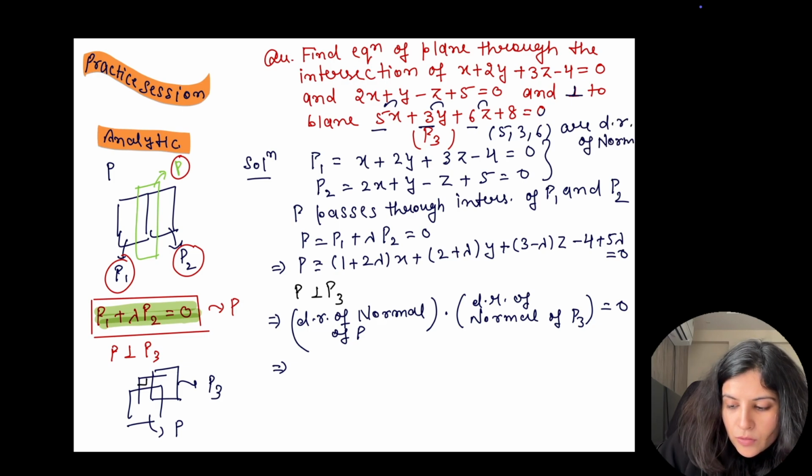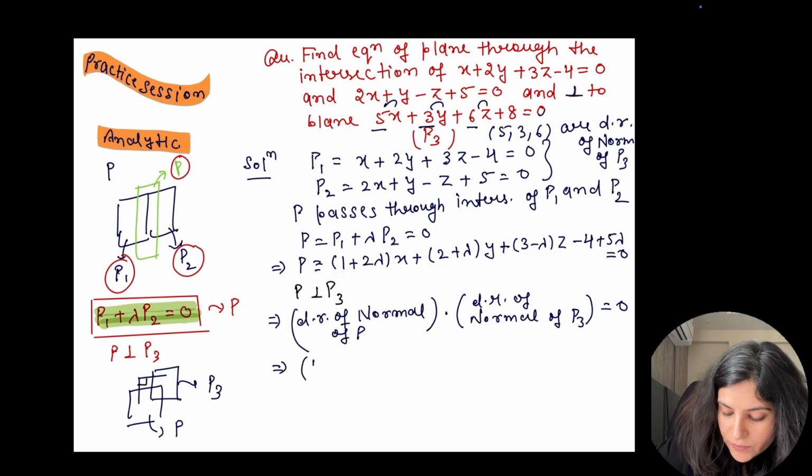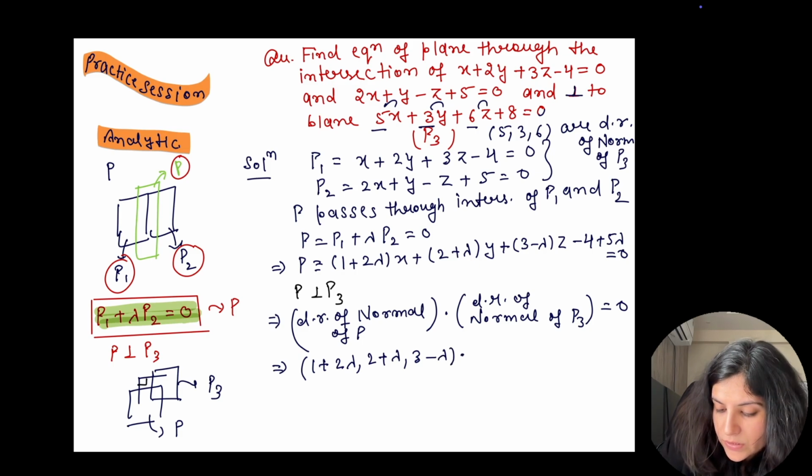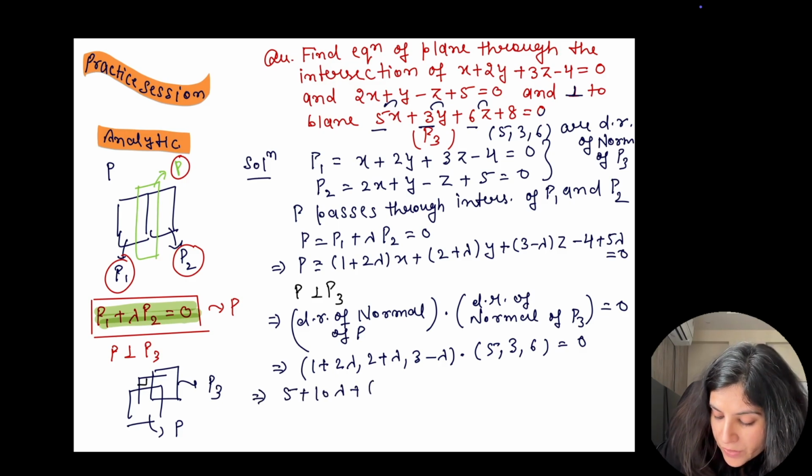Normal of P3. So and normal of P, the direction ratios, what will they be? Same way, coefficient of x, coefficient of y, coefficient of z. So 1 + 2 lambda, 2 + lambda, 3 - lambda. Its dot product with 5, 3, 6 will be equal to 0, which implies 5 + 10 lambda, dot product open, plus 6 + 3 lambda plus 18 - 6 lambda is equal to 0.